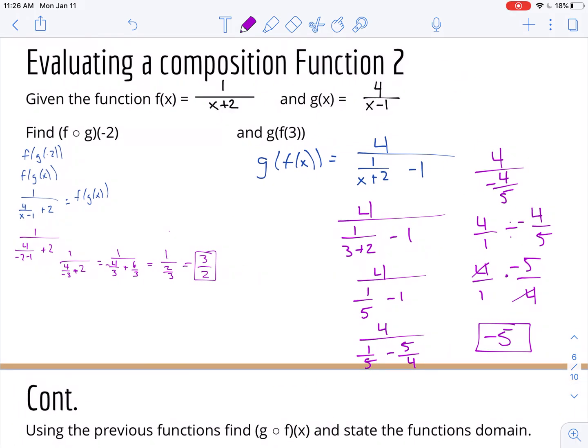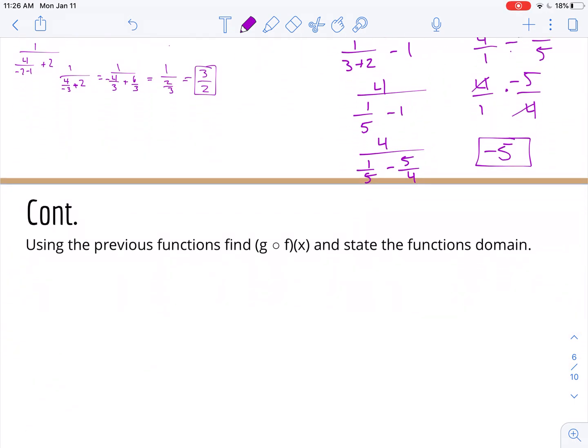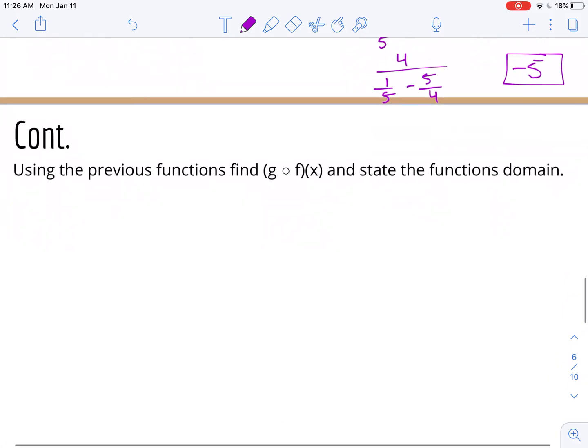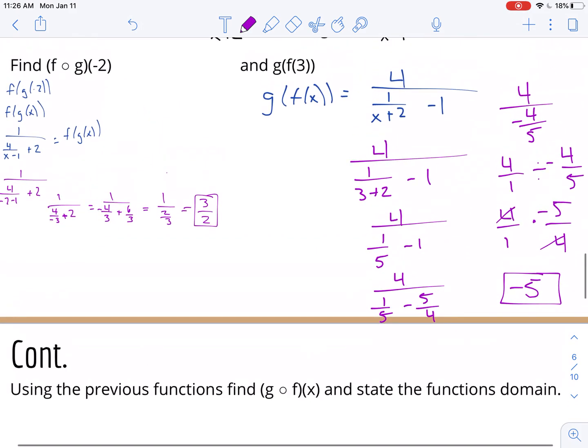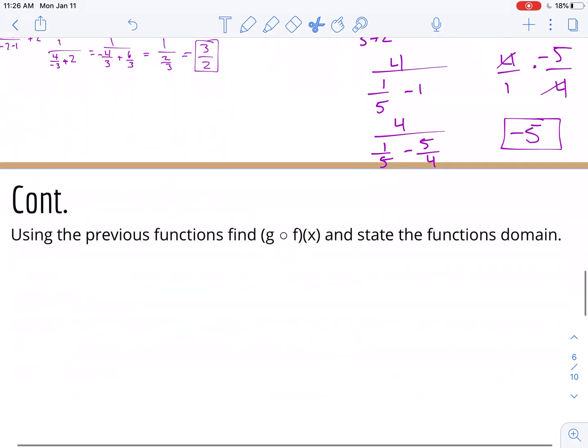So that's how I figure out my composition function. A lot of arithmetic there, but it's arithmetic we should know. Now, I did kind of cheat here, and I'm going to show you. Using the previous functions, find g of f of x and state the domain. So g of f of x we've already found up here. So I'm going to go ahead and copy this and paste it down here.